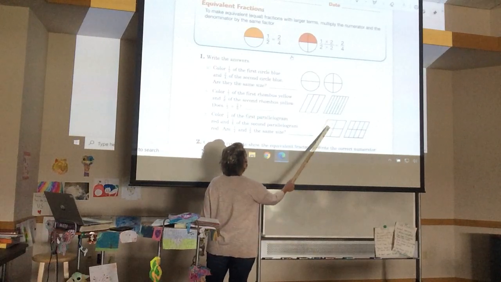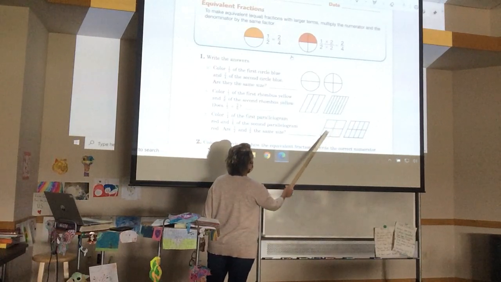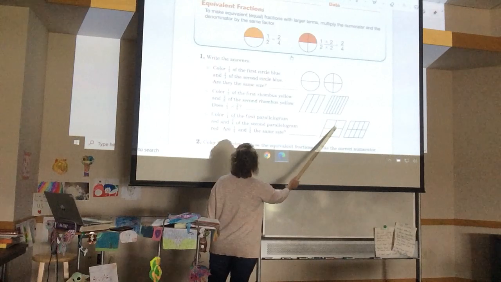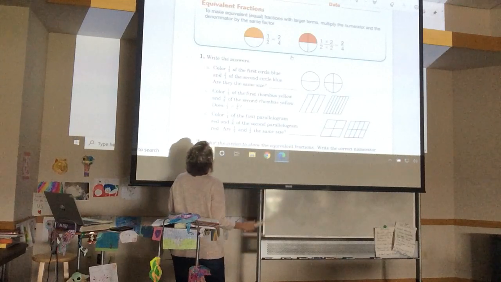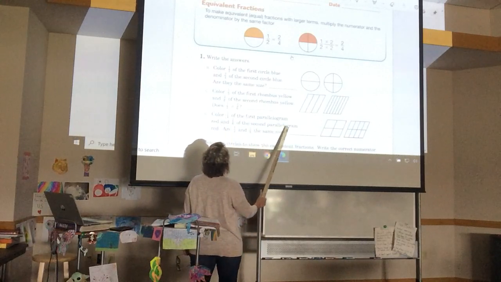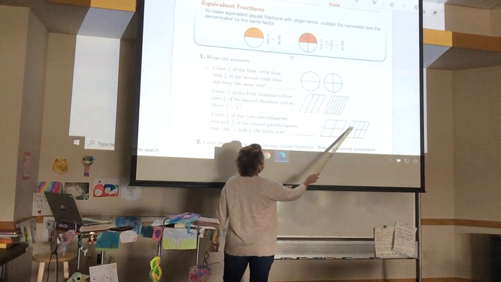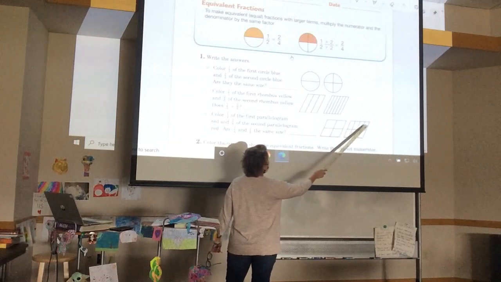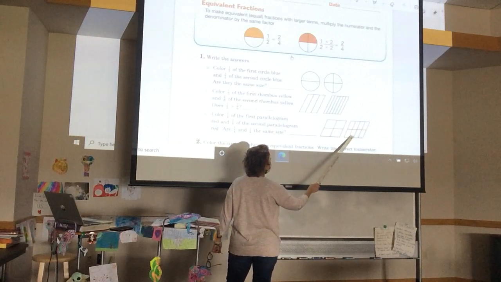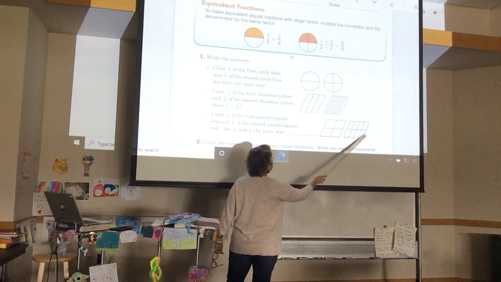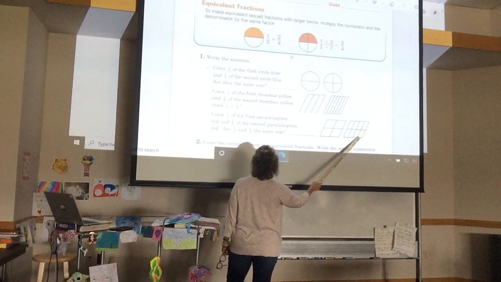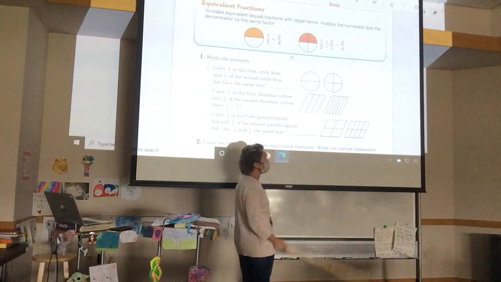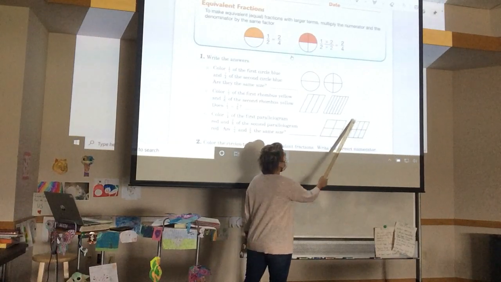So how many pieces are you going to color in? How many are you going to color in, friends? Helen? 1. And 2/8 of the second parallelogram. So let's count here. 1, 2, 3, 4, 5, 6, 7, 8. What is the denominator going to be? 8. And it says 2/8. So how many are you going to color in? 2.